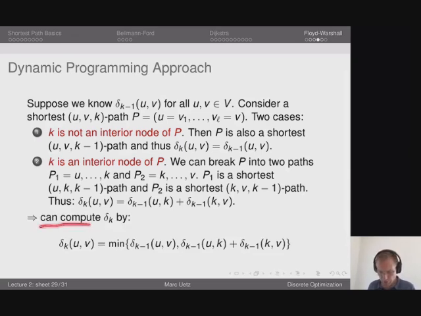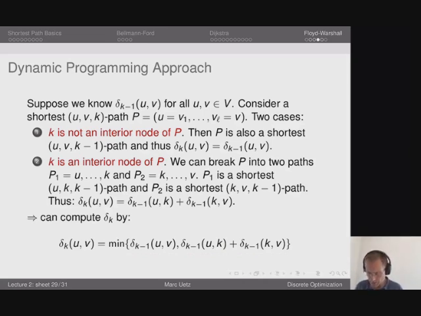So we can compute the value delta K by just looking up which of these two options is shorter, either taking K as an intermediate node or interior node of the shortest path between U and V, or not allowing that. And we take the shortest of these two options. That is a so-called dynamic programming algorithm because we have a parameter, in this case K, and computing the values for parameter K is just done by looking up the parameter values for parameter K minus 1, so 1 less.